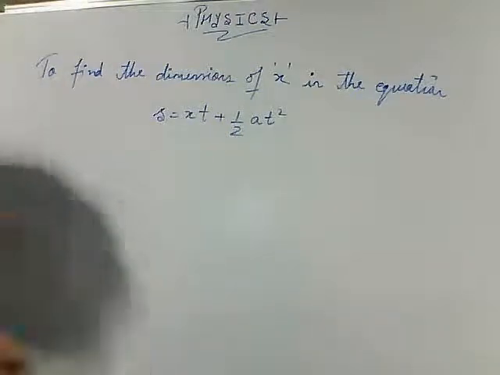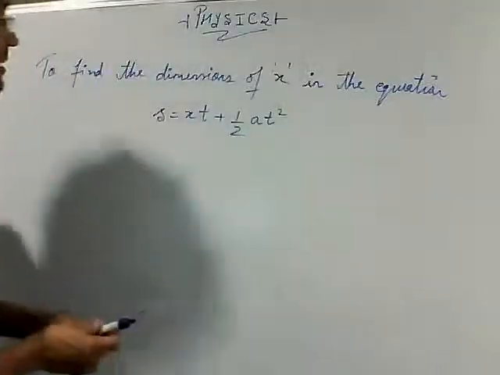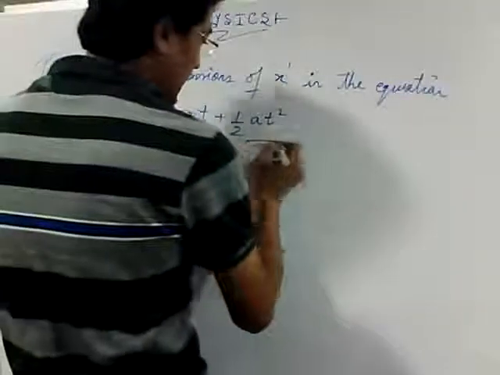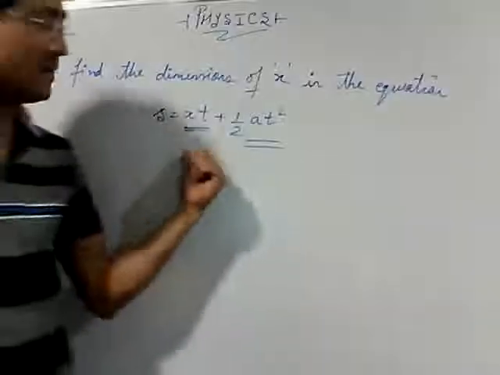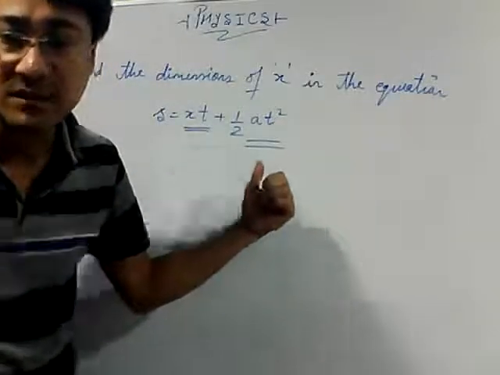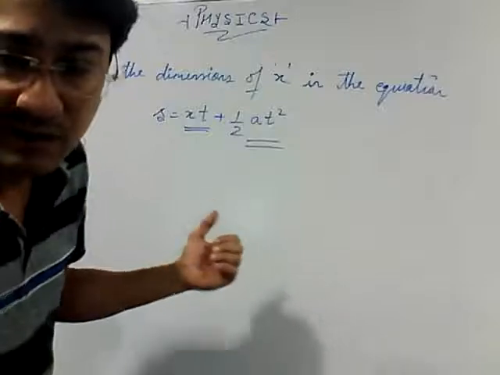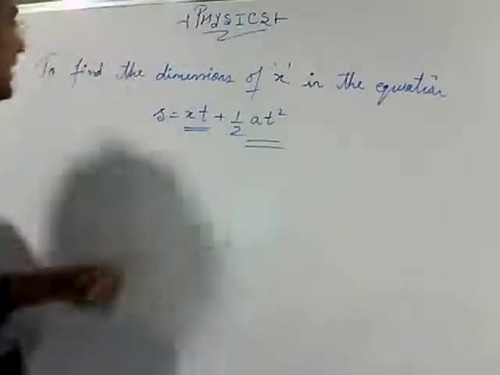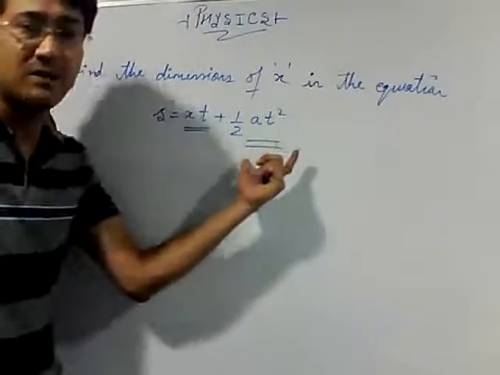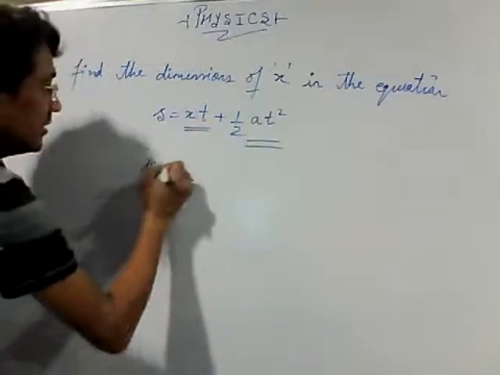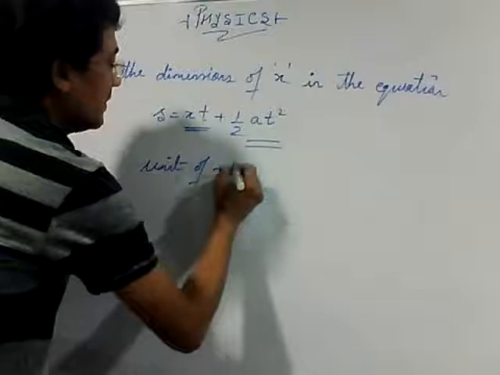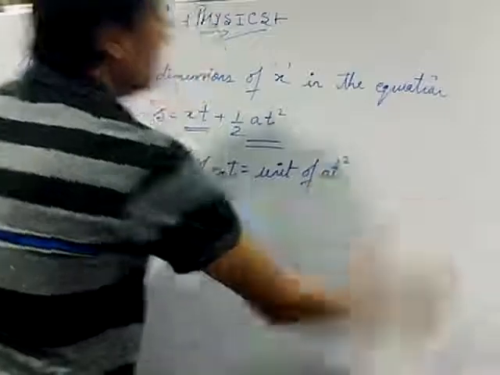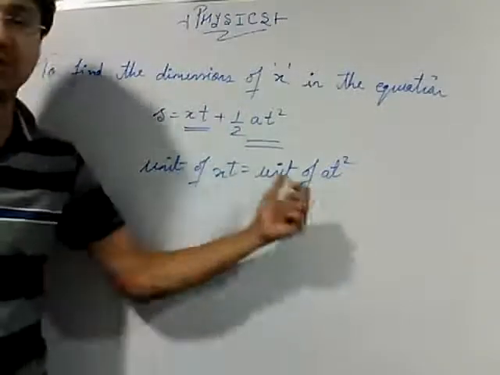See, over here again, xt is added to half at square. Okay, so one person has come up with the answer. Prakhar has come up: L minus 1, T minus 1. No beta, not L minus 1, T minus 1. Yes, Ashutosh is correct. So xt is added to half at square. That means the unit of xt should be equal to the unit of at square.